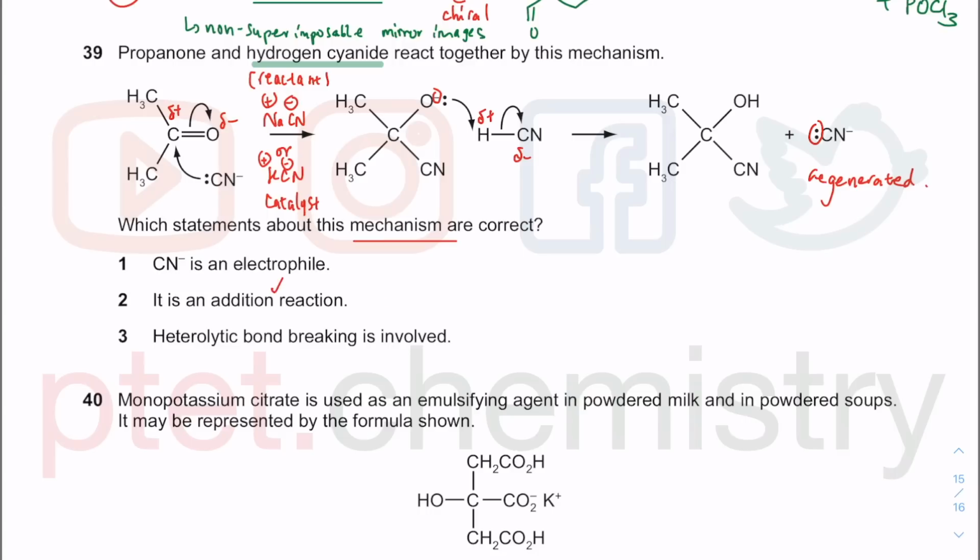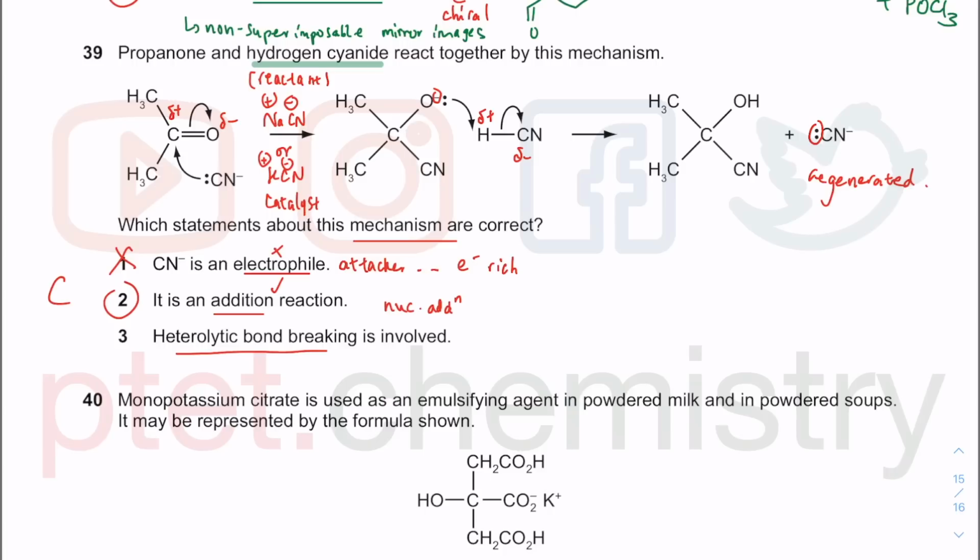It is a nucleophilic addition mechanism, which means the type of reaction is an addition reaction. The CN- is the one which is attacking, rich in electrons attacks poor in electrons, so it's not an electrophile, it's the aggressor, it's the attacker. If you are the attacker, you are electron rich, rich attack poor. 2 is correct, 1 is wrong, you can only be left with option C there.